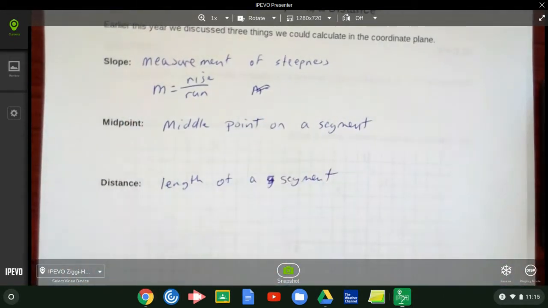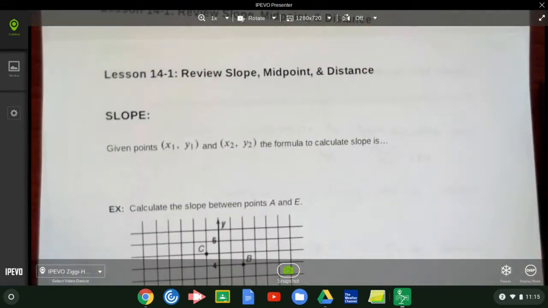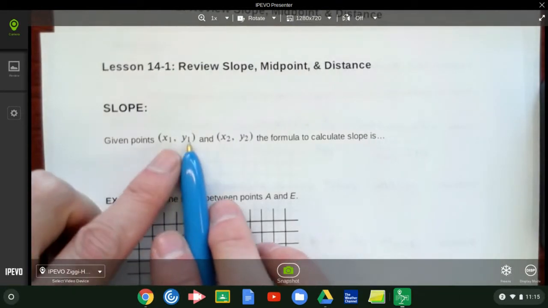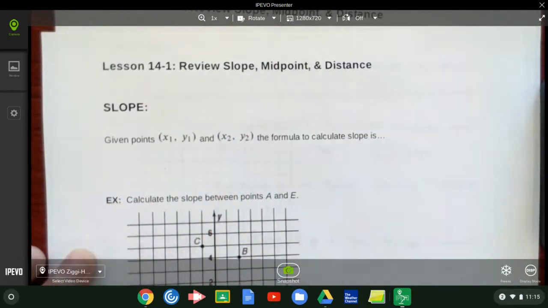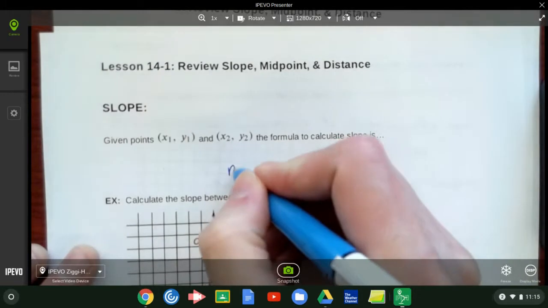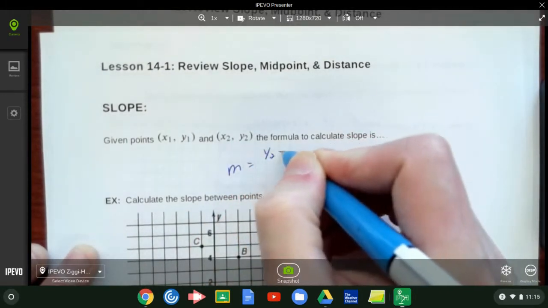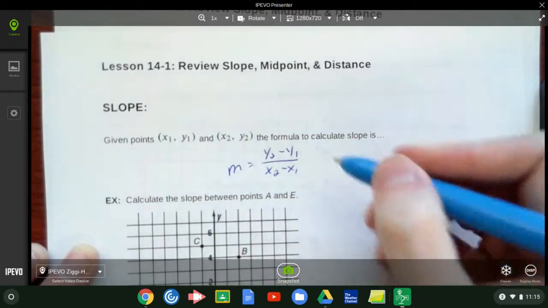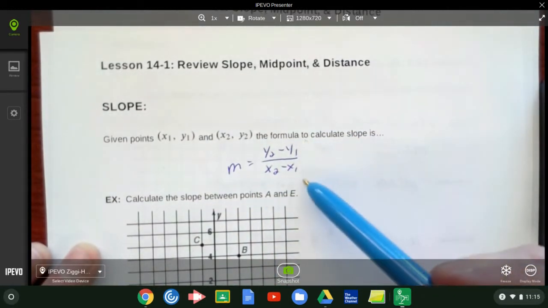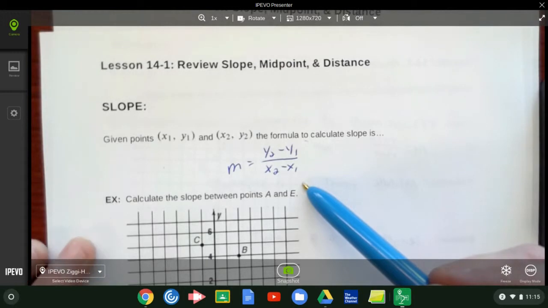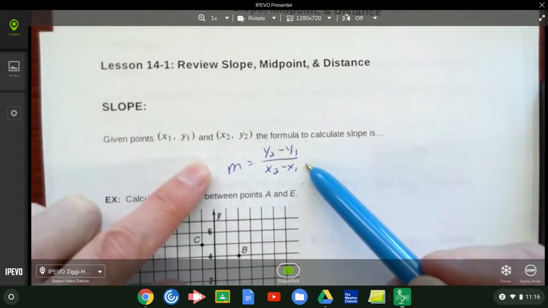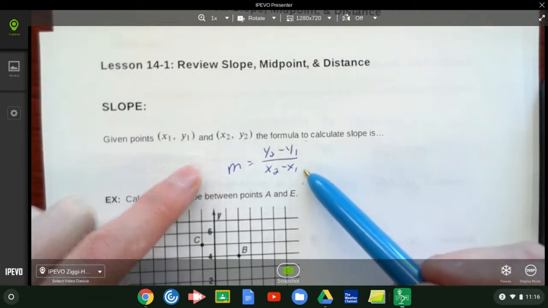So let's start with our first one, slope. So we had a formula for slope that said if you had 2 points, x1, y1, and x2, y2, we can calculate that with y2 minus y1 over x2 minus x1. Okay, the change of the y's over the change in the x's. And that's a basic formula for slope. This is something you're going to want to memorize. Okay, if you don't already know it, learn it.